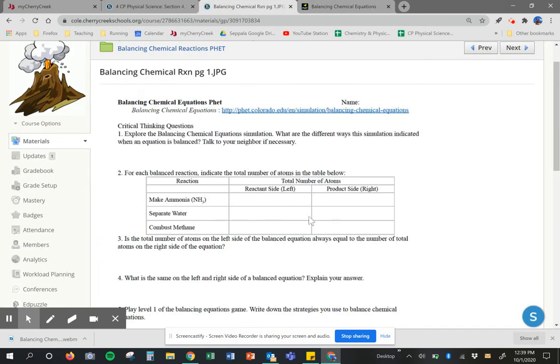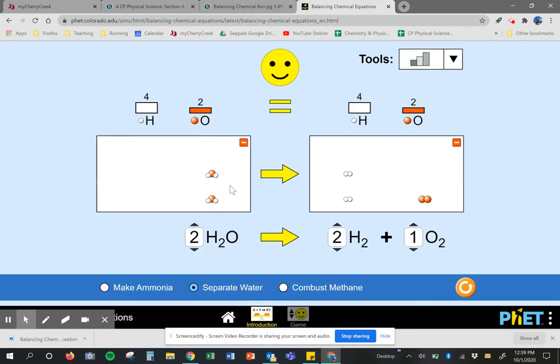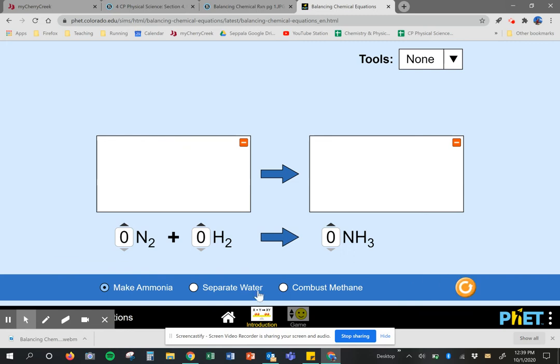How many total atoms for the second part of number 2 are on each side? How many total atoms? Either add or count. I'm going to hit pause. And we're back. 1 more to go.